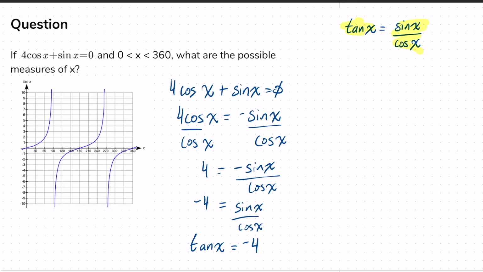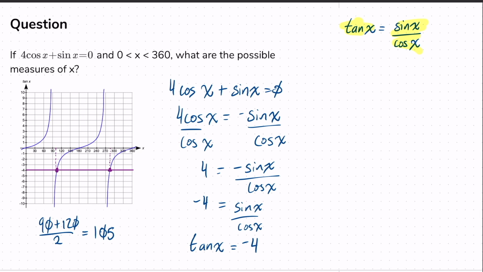So where tan is equal to negative 4, now I'm going to look at my graph. We have this here, so I can see these points where tan x is equal to negative 4. We can see it's halfway between 90 and 120, and again, halfway between 270 and 300. So 90 plus 120 divided by 2, well, that equals 105.